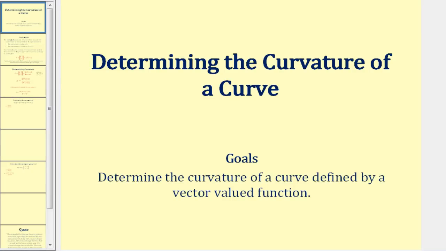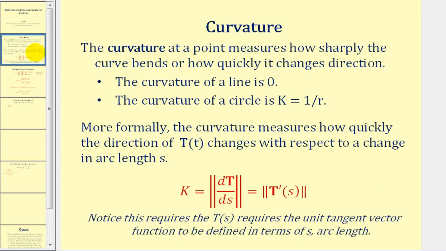Welcome to a video that will show how to determine the curvature of a curve defined by a vector valued function. The curvature at a point measures how sharply the curve bends or how quickly it changes direction. And just for reference, the curvature of a line would be 0 since a line does not bend, and the curvature of a circle would be equal to 1 over r, or the reciprocal of the radius.